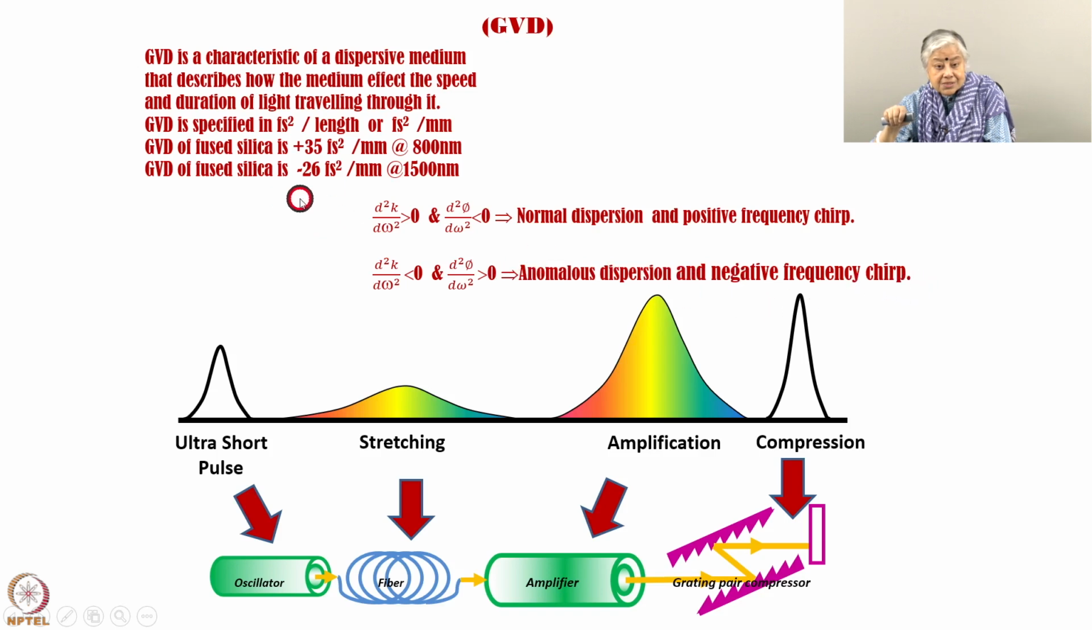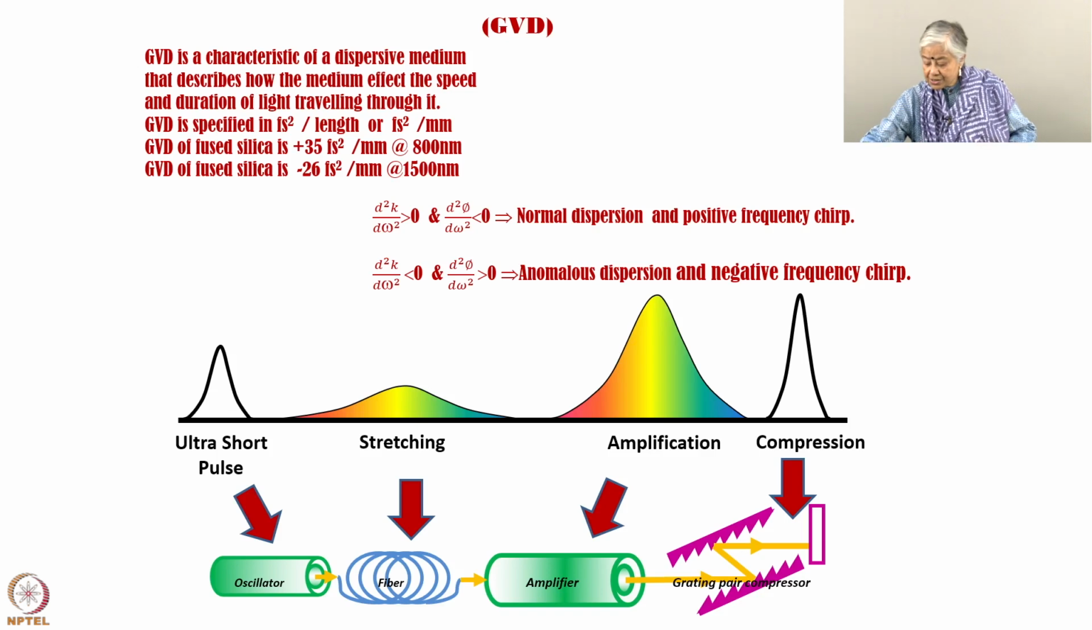Okay. So when I put this negative value, that means at this wavelength some anomalous dispersion is taking place, while at 800 nanometer it's a normal kind of dispersion. So it is positive here. Okay. So these are the definitions which you should keep at the back of your mind when you are trying to devise a system for further amplification. Okay.